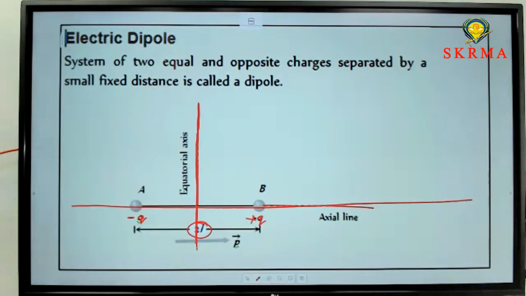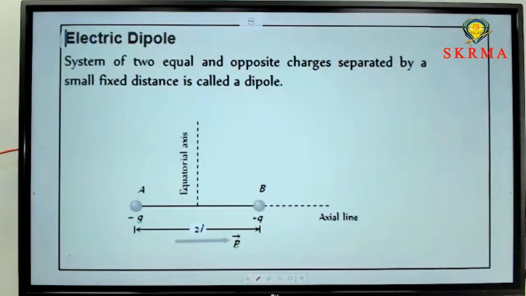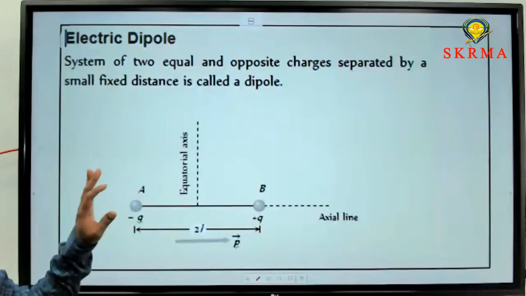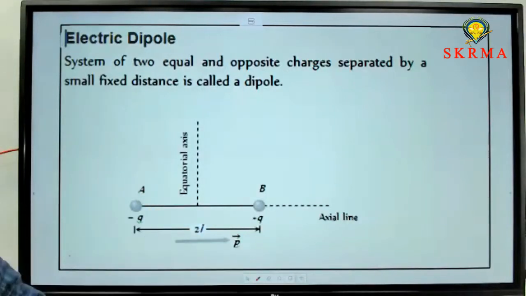Now, what is the magnitude of the charge? The magnitude of charge of the dipole is nothing but q only, because plus q and minus q are there. So if two charges are separated by some finite distance, then we can consider that as a dipole.